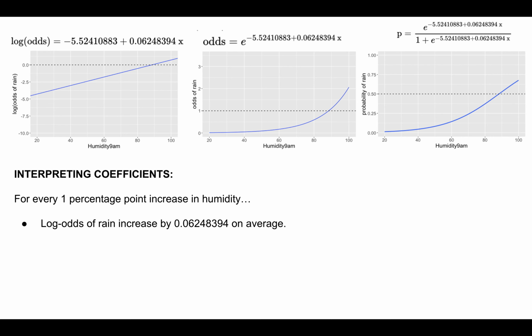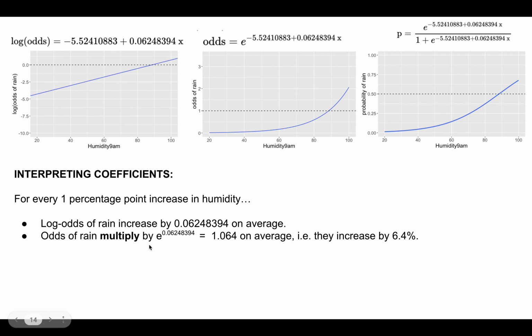We can also transform this coefficient to the more meaningful odds scale by taking e to our coefficient, or roughly 1.064. Now we have to be a little more careful with how we interpret this coefficient. Since this odds model is not linear, we can't interpret 1.064 to be a slope or a fixed amount by which odds increases when we increase humidity by 1.